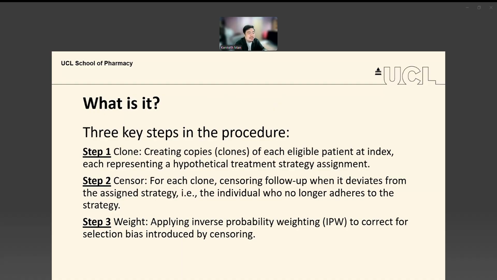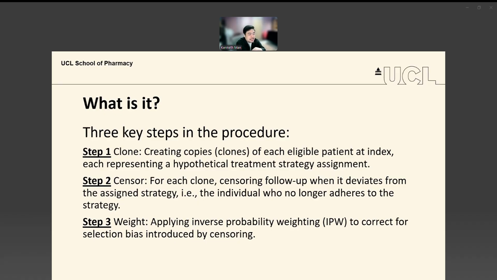Consensus weight is very well named. The entire approach involves only three key steps. Step number one, clone. We create copies, what we call the clones, for each eligible patient at index, each representing a hypothetical treatment strategy assignment. So if you have two treatment arms, then you clone your entire cohort into two copies. If you have three, then you have three copies, and so on and so forth. So no matter how many arms you are going to have in your emulated trial, you have to replicate that many copies of your entire population. So that's step number one, clone.